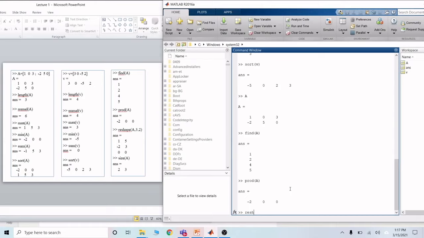Reshape. Reshape means if you want to change row into column and column into row, this 3, 2. It will change row in column and column in row. The size of A is 2 cross 3. Resize to 3 cross 2, and reshape means 3 cross 2.